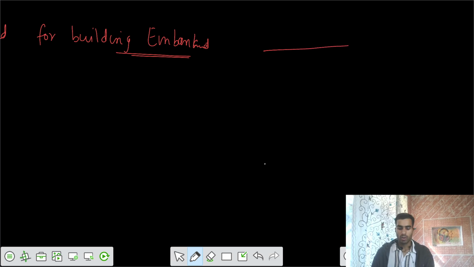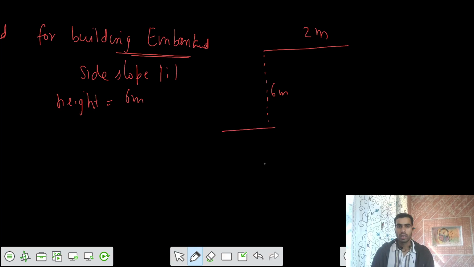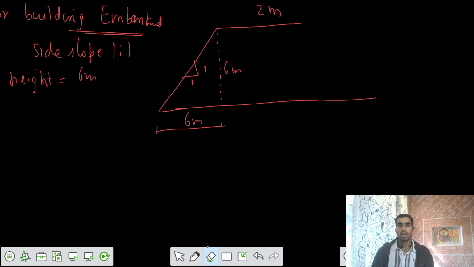a top width of 2 meters, a side slope of 1:1, and a height of the embankment of 6 meters. So there is some 6 meters height, such that your side slope is also 1:1. So this part is actually 6 meters. If the side slope is 1, this would also be 6, and from the other side we can have the same side slope. So the total length at the bottom would be 6 plus 6 plus 2, that is 14 meters.